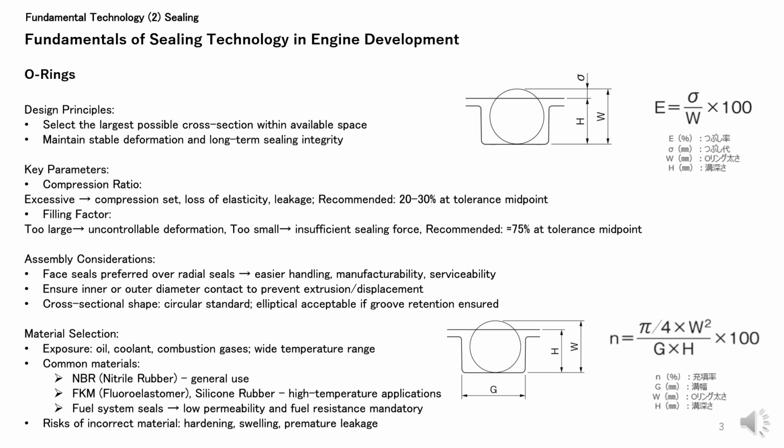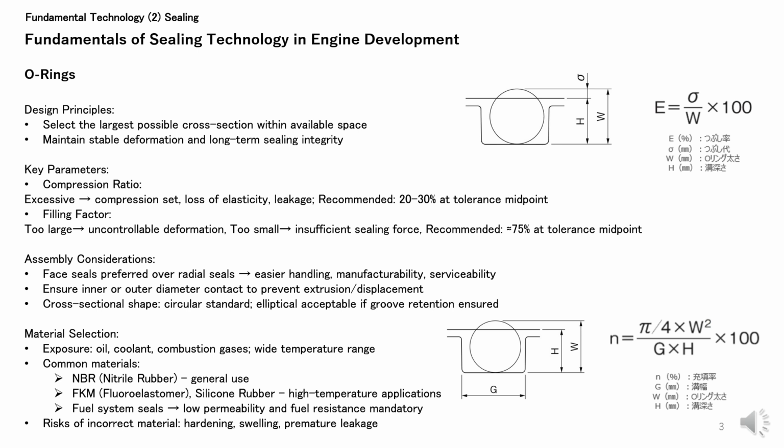Filling factor. The volumetric ratio of the O-ring to the groove must also be considered. If the O-ring volume is too large relative to the groove, deformation becomes uncontrollable. If too small, sealing force becomes insufficient. A filling factor of approximately 75% at the tolerance midpoint is ideal. Proper balance between these factors must be ensured during the design phase.